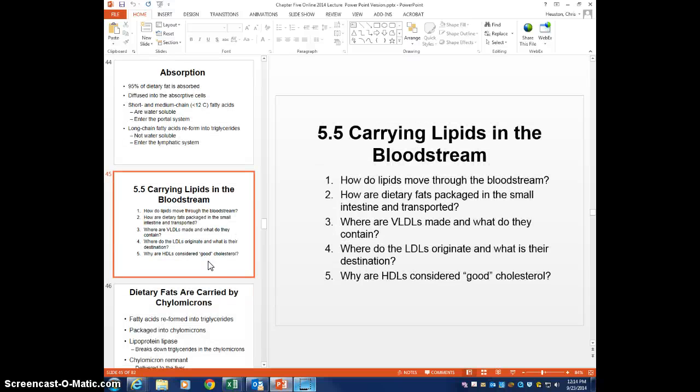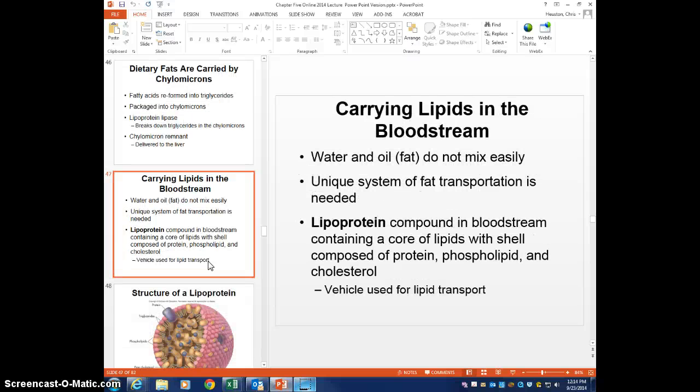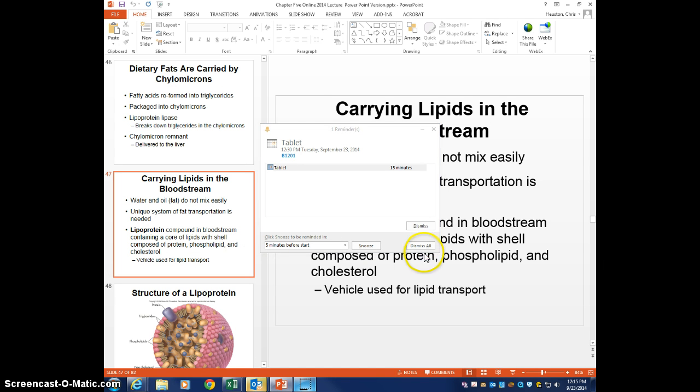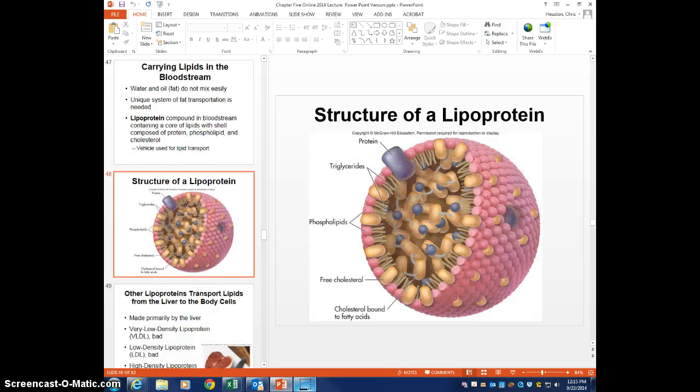So how do we carry these fats in the bloodstream? Most dietary fats are carried as chylomicrons, okay? And basically what that means is that it's a fat and water soluble form. And a chylomicron also is an example of a lipoprotein. And again, it's a vehicle used for lipid transport. And here's a picture of it. So you can see the fats in the middle, and then the protein and the phospholipid are on the outside.